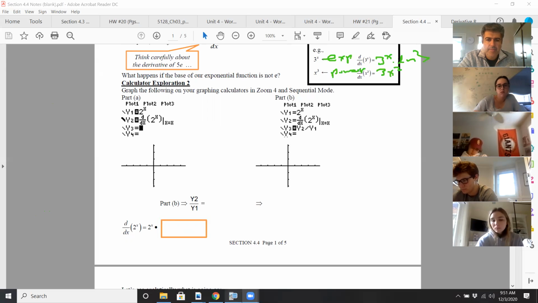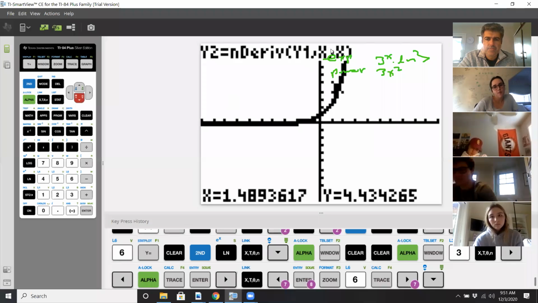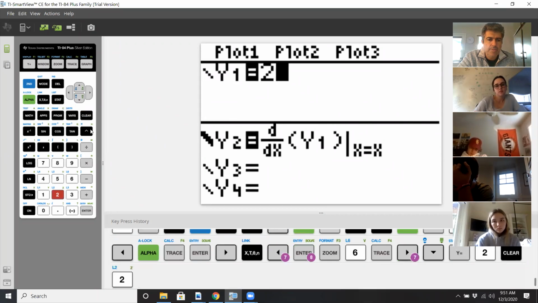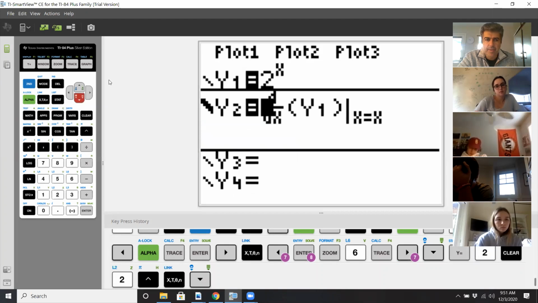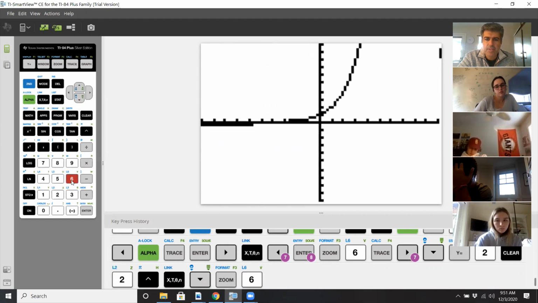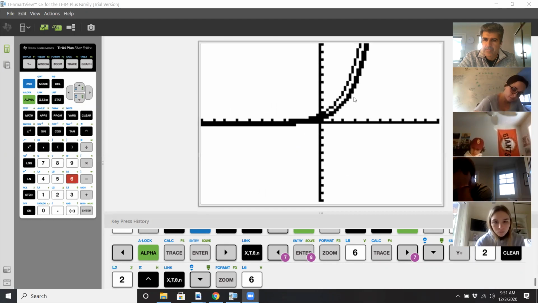So I'll go back to my calculator. Go and clear my drawings for now. Let's make that 2 to the x. So 2 raised to the x power. And I'll keep y2 alone, and I'll keep it thick. Graph in the standard window. There's 2 to the x. And notice how that thick curve is a little different now, right? It looks a little different.